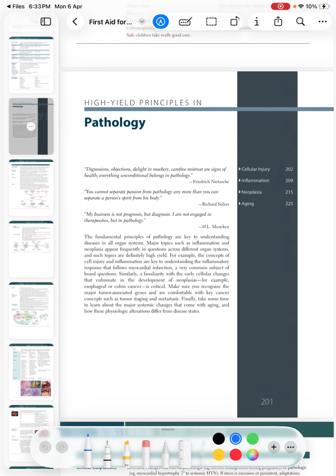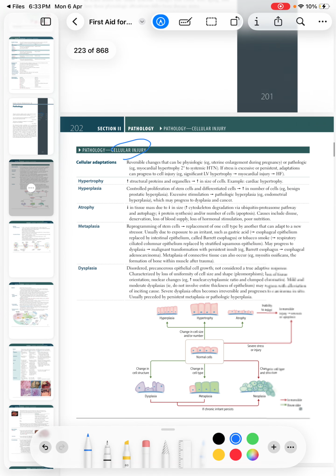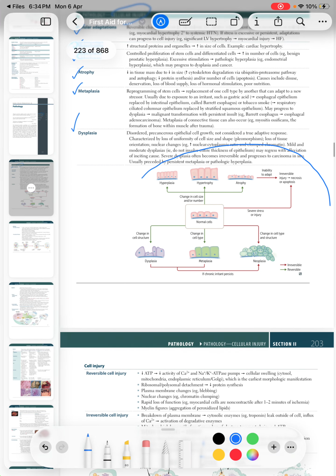So we have started the pathology subject and we were discussing cell injury. In cell injury we have discussed the cellular adaptations, that is hypertrophy, hyperplasia, atrophy, metaplasia and dysplasia. We have discussed this diagram, what is hyperplasia, hypertrophy, atrophy, and what is dysplasia and neoplasia and metaplasia.